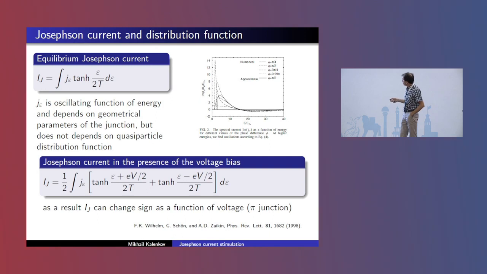We have an expression for the equilibrium case, just an integral of the product of the spectral current and the Fermi distribution function. We should simply replace the distribution function by the non-equilibrium one. And what is important is that the spectral current is an oscillating function of energy, and by changing the voltage, we can choose which energies give the main contribution to this integral.